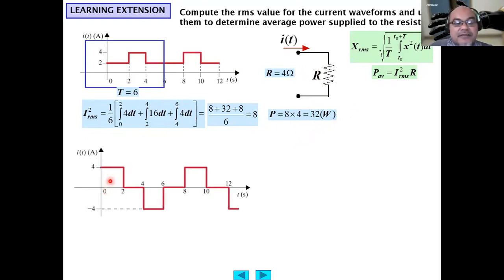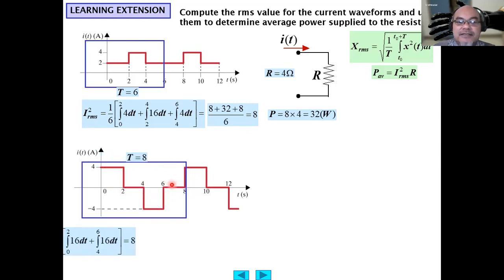Another example here, more pulses. The period will be 8 seconds. The period is from here until here, because this starts with a new pulse again, similar to this one. Okay, the period is 8 seconds.